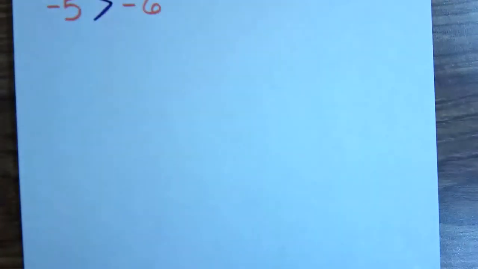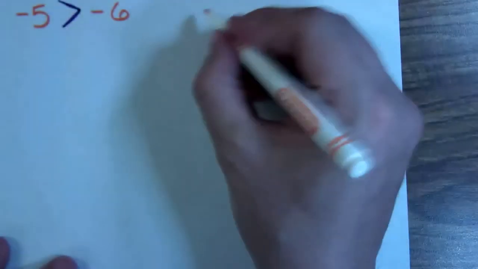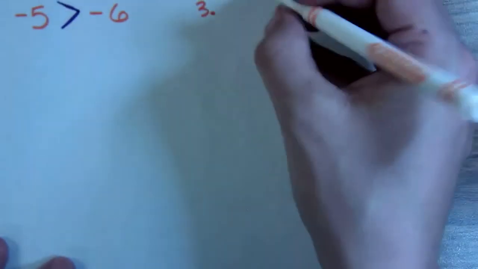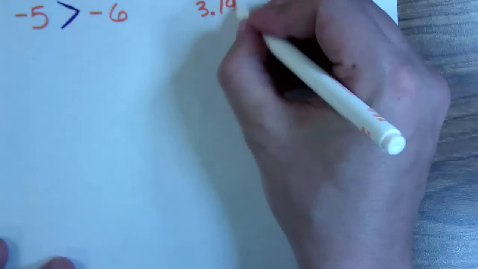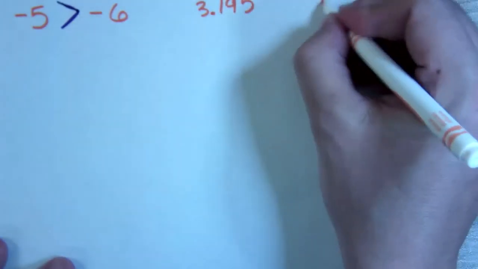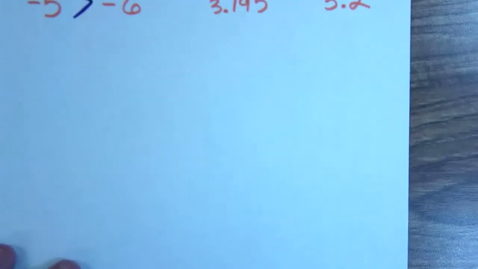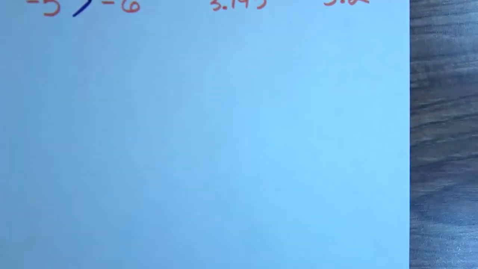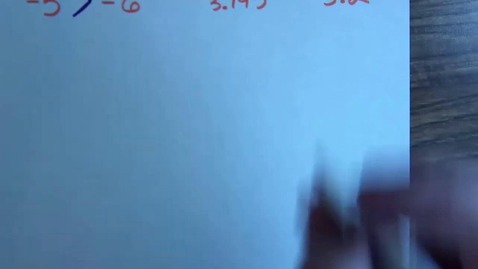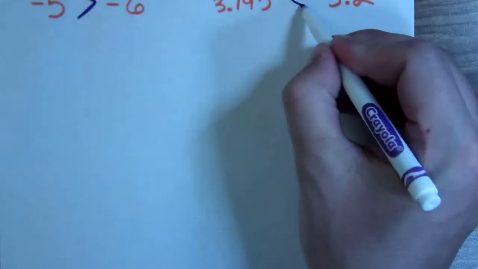Which one's colder, negative 5 degrees or negative 6 degrees? Negative 6 is colder. What should we put there? Less than, greater than? 3.195 is less than. Good.